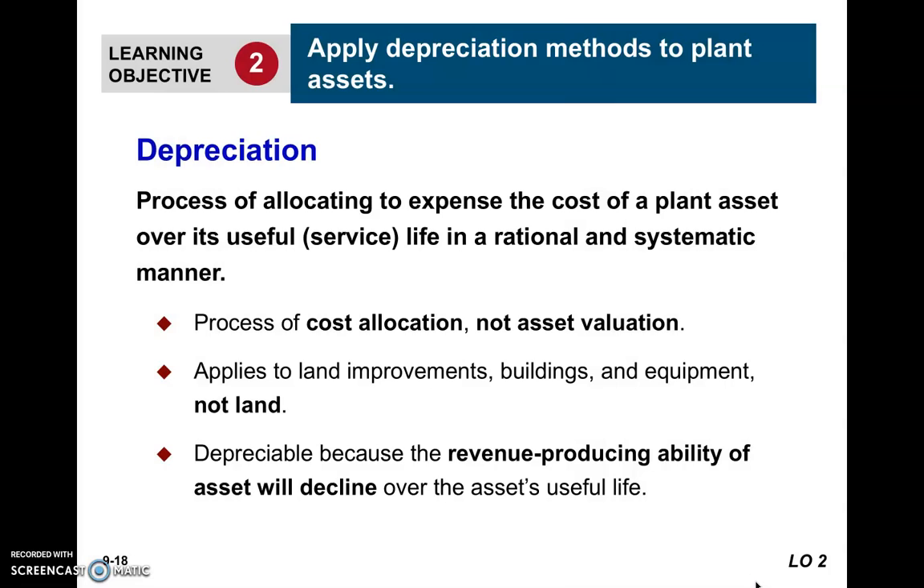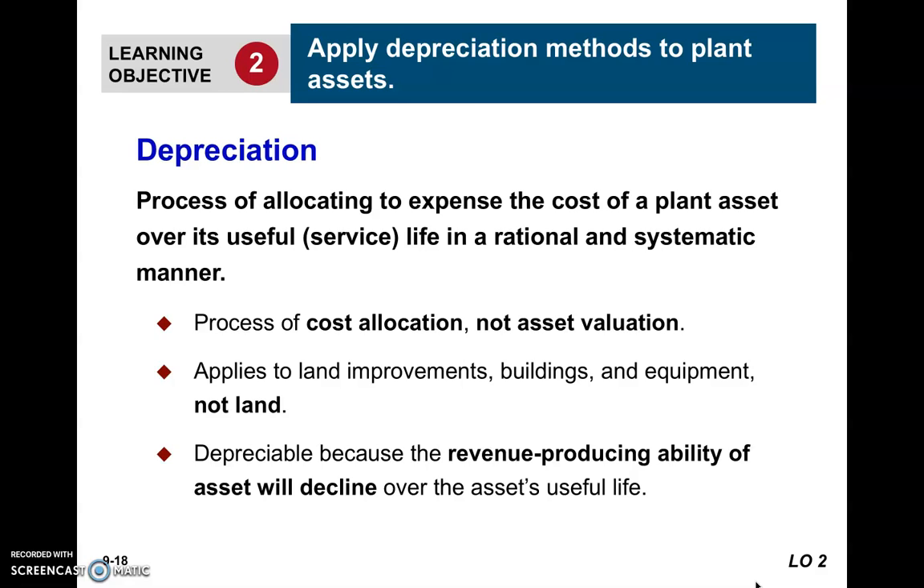Objective 2 is discussing depreciation. What is depreciation? It's a process where we take the cost of the plant asset, except land, because land cannot be depreciated according to GAAP, since we're always going to have that land, that dirt, to do whatever we want with it. So depreciation is allocating the cost of that plant asset over its useful life in a rational and systematic manner. Now, depreciation is an expense. And then we will show what would be the journal entry.